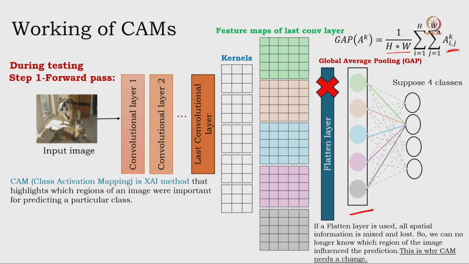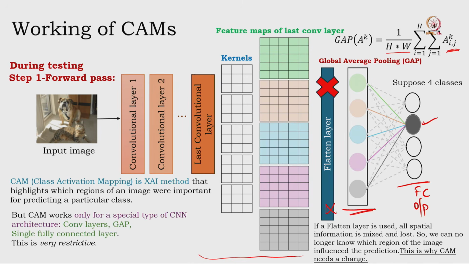Now, what is the change here? How is the CNN model built for CAMs? The CNN model here is up to the convolution layer, that is correct. But here we are not using a flattened layer. We are using global average pooling. After that, we are using only one single fully connected layer, and that one single layer is the output layer. So when an input is passed, the model gives a prediction. Let us assume the model has predicted this particular class.